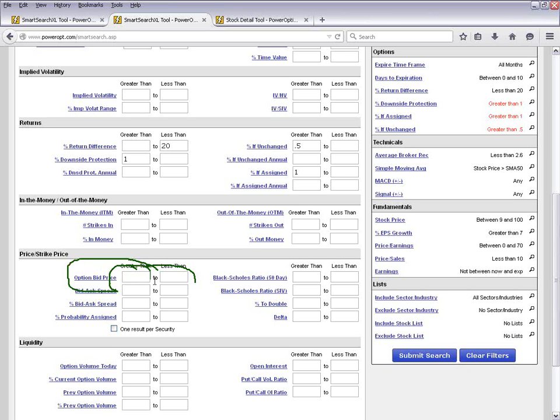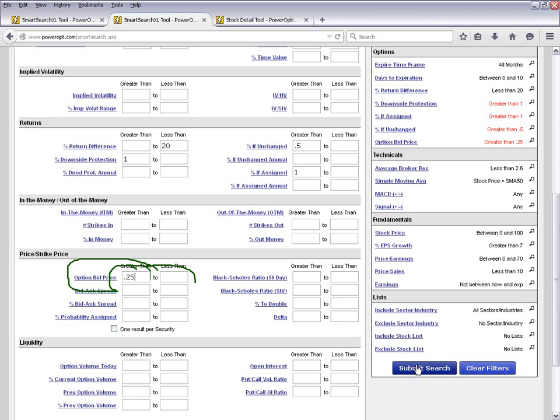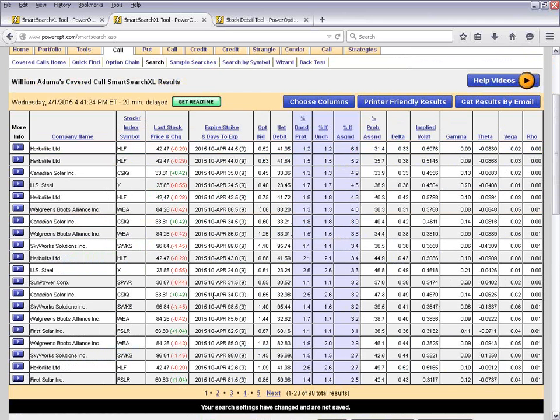So you've got to make sure first that it matches your goals, and don't force yourself into a weekly position just because weeklies are available. Let's put this up to just 25 cents now and run the search. I'm going to have a lot of different results here.